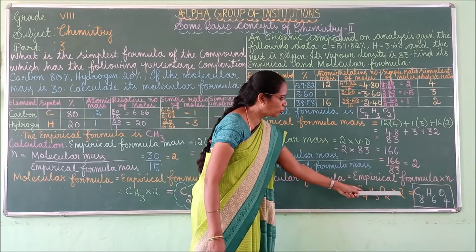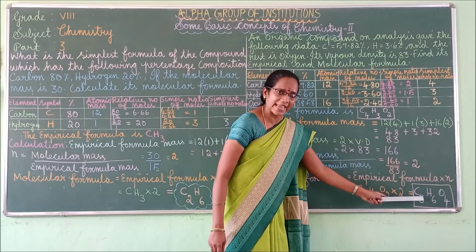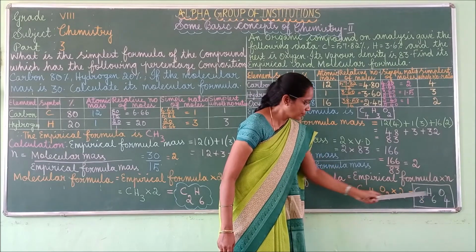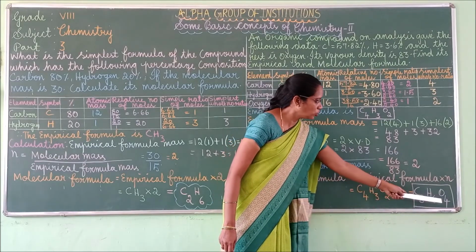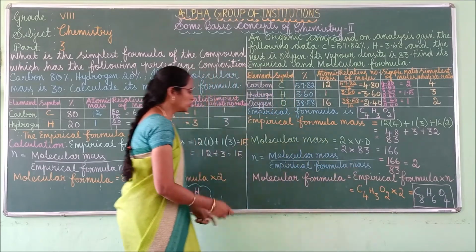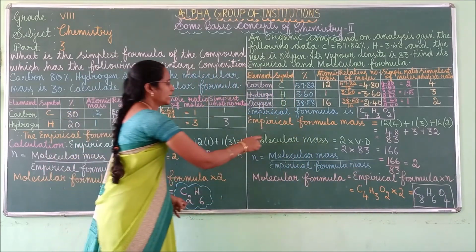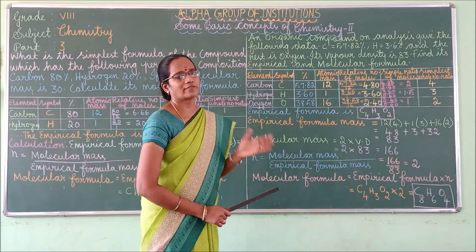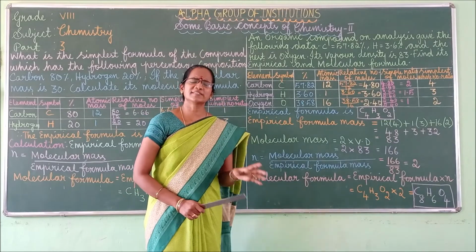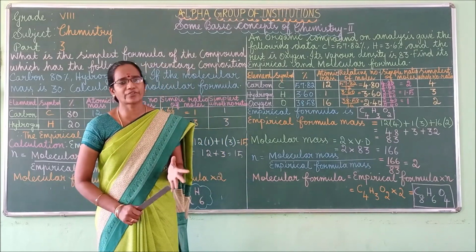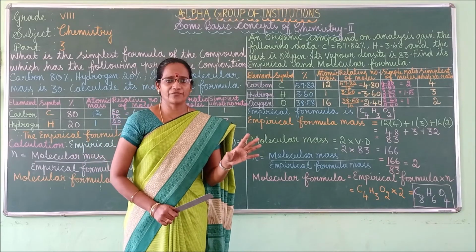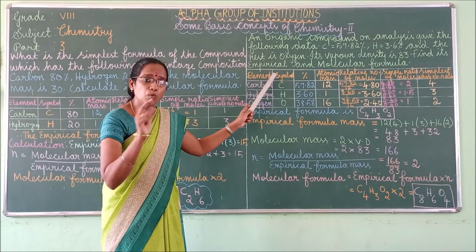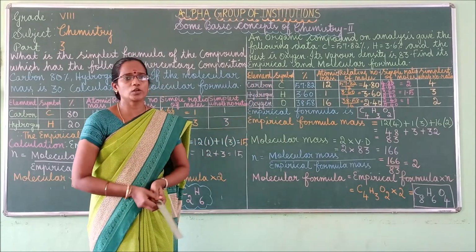So C4 into 2, the answer is C8. H3 into 2, H6. Next, O2 into 2, you will be getting O4. So you know the molecular formula, and the empirical formula you also found out, isn't it? So in this manner you have to calculate. For some questions you will be asked to find out only the empirical formula. See this question, you have to calculate both the empirical formula as well as the molecular formula.